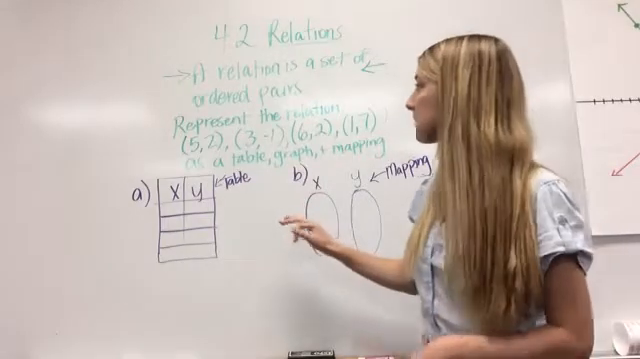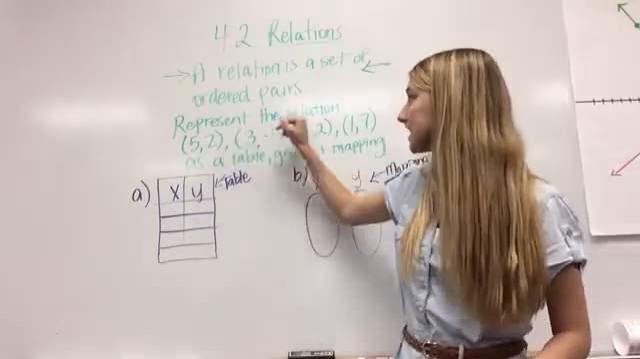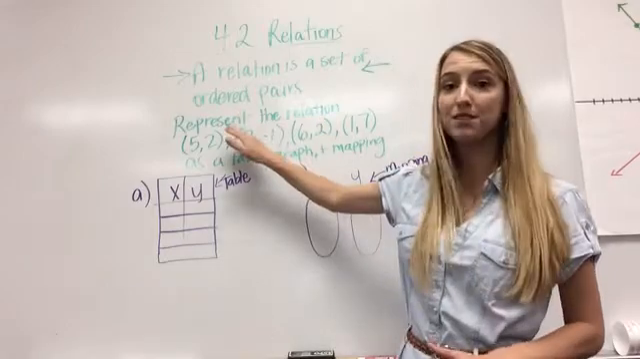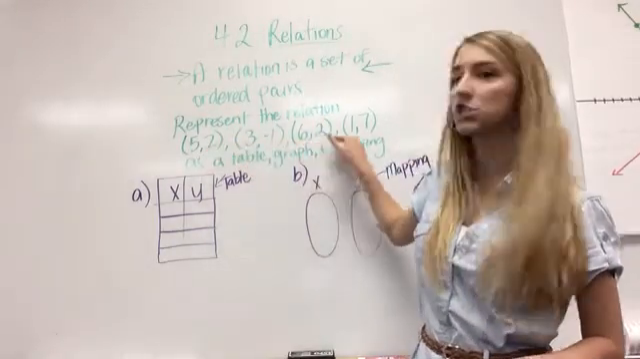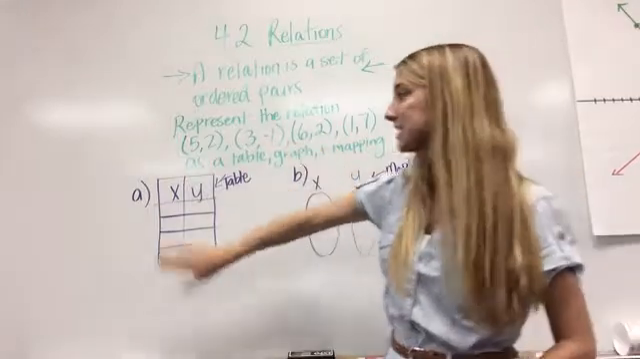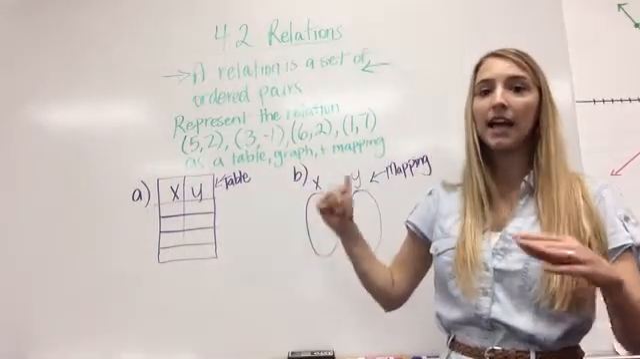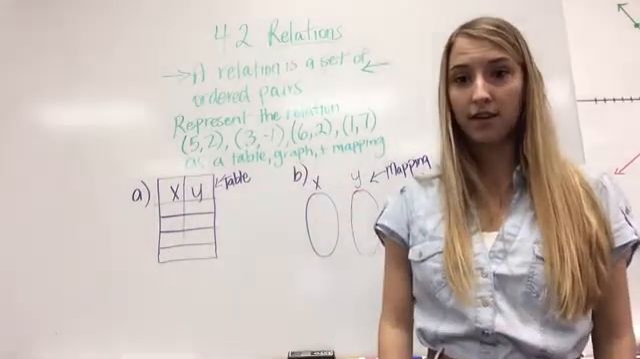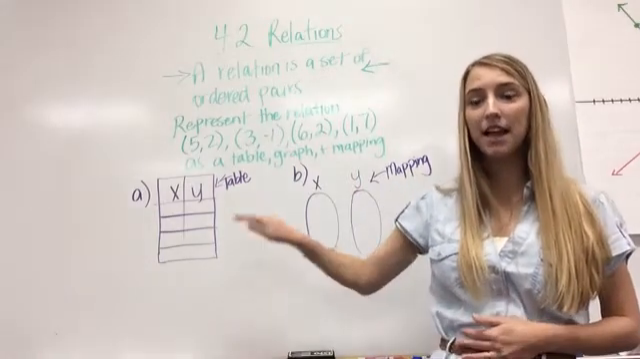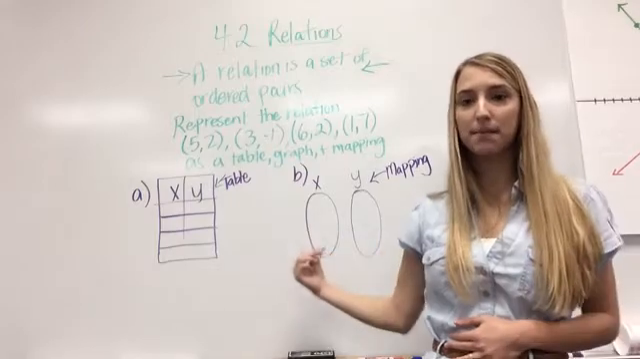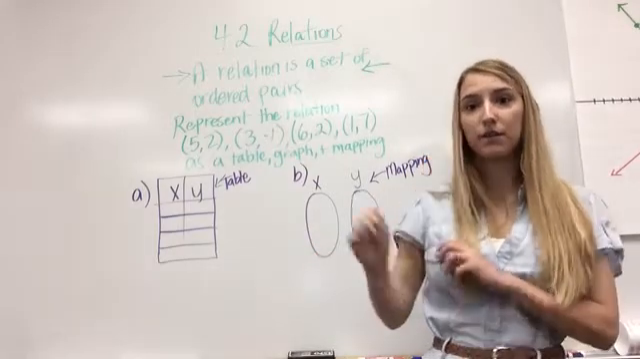So in this first example problem, we are trying to represent the relation (-5, 2), (3, -1), (6, 2), and (1, 7) as a table, as a map, and as a graph. Okay, so that's it. Go ahead and copy these tables and the map down, and then we'll fill in the numbers.